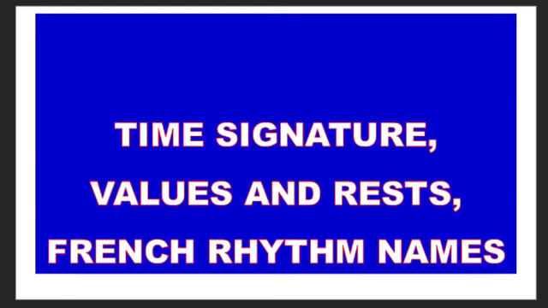Today we want to look at the time signature, note values and rests, and the French rhythm names. These are the things that we look at: one, two, three. Time signature, the notes' values, and the rests. Then the French rhythm names. That's what we want to look at this time. Let's look at the first one.